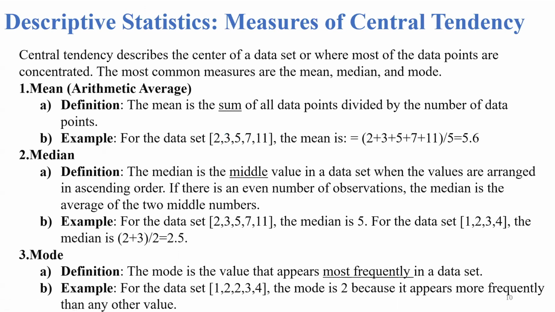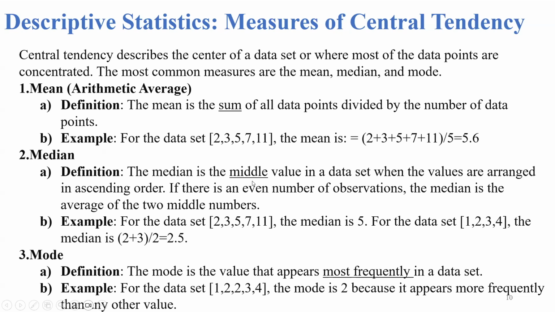Some of the key things we need to learn in stats are the measures of central tendency, for example. Central tendency describes the center of data. When you say center, what does it actually mean? It might mean different things based on what we define as a center. It might be the mean, the median, or the mode. So what are these? The mean is the sum of all data points divided by the number of data points. If you have 2, 3, 5, 7, 11, you can sum them and divide by the total number of elements. That gives you the mean, or you can have the median.